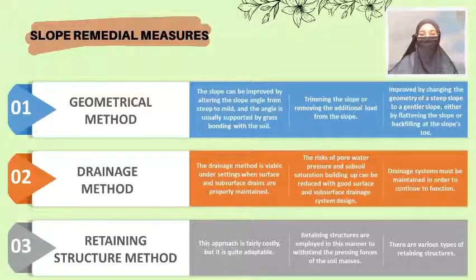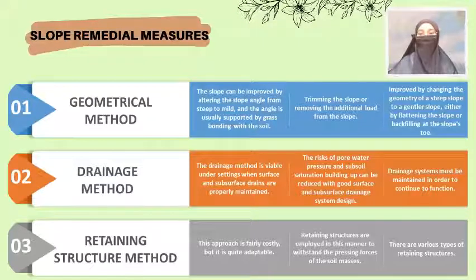Next is the drainage method. The drainage method is viable when surface and subsurface drains are properly maintained. The risk of pore water pressure and subsoil saturation building up can be reduced with good surface and subsurface drainage system design. Therefore, slope stability can be increased.